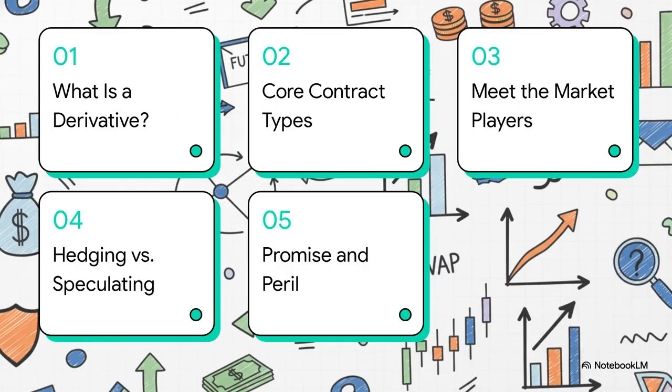First, we'll cover what a derivative actually is. Then we'll look at the main types of contracts you'll see out there. After that, we'll meet the key people playing in this market, explore their two main strategies, and we'll wrap up by looking at both the promise and, well, the peril of these powerful financial tools.